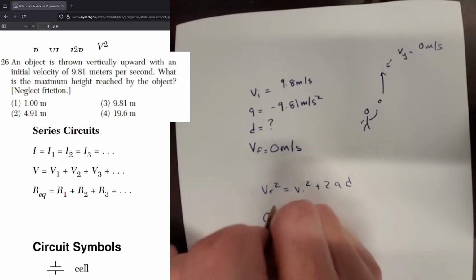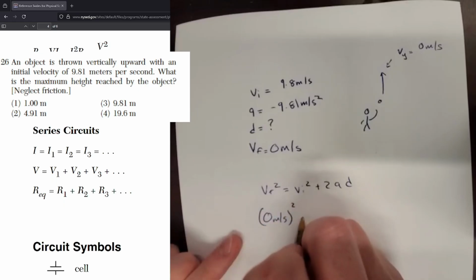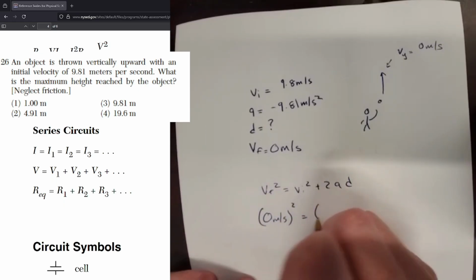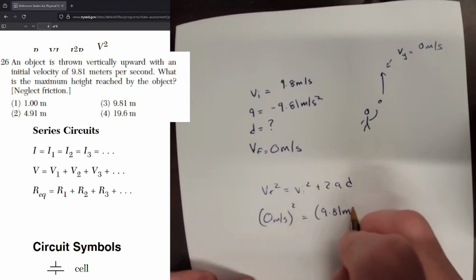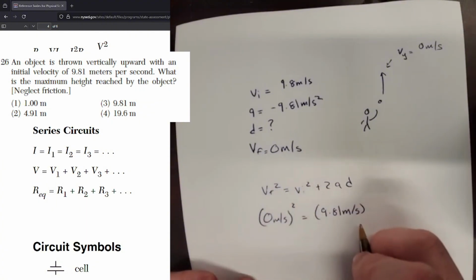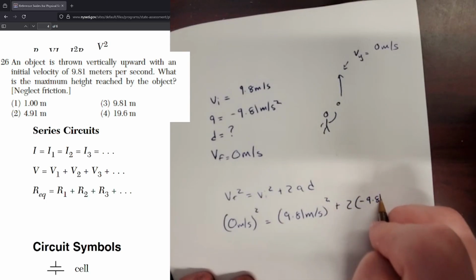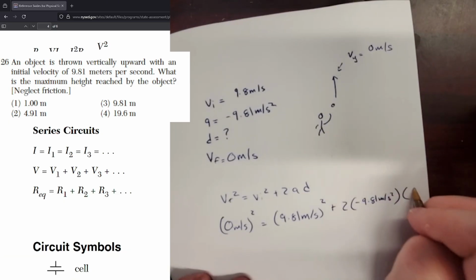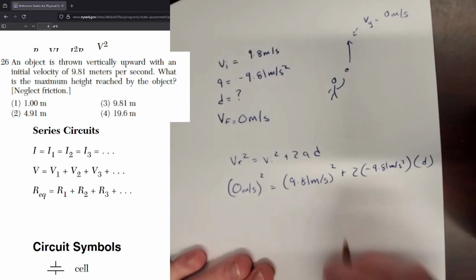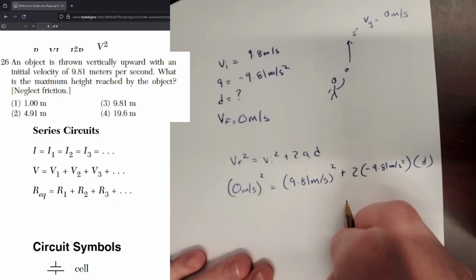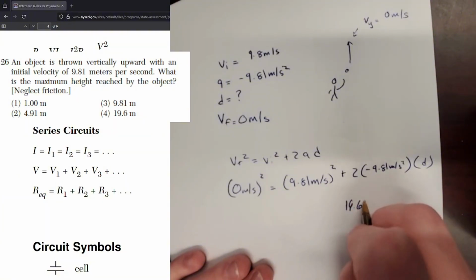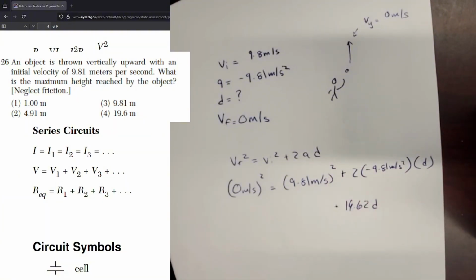Vf is 0 meters per second, and you square that. 0 squared is just 0, so don't really need to worry about that so much. 9.81 meters per second is Vi, and it's Vi squared, plus 2 times negative 9.81 meters per second squared times d. 2 times negative 9.8, that's negative 19.62 times d. And 9.8 squared, that one I can't do in my head, right? So let's see what 9.8 squared is. 9.81 times 9.81, you get 96.23.